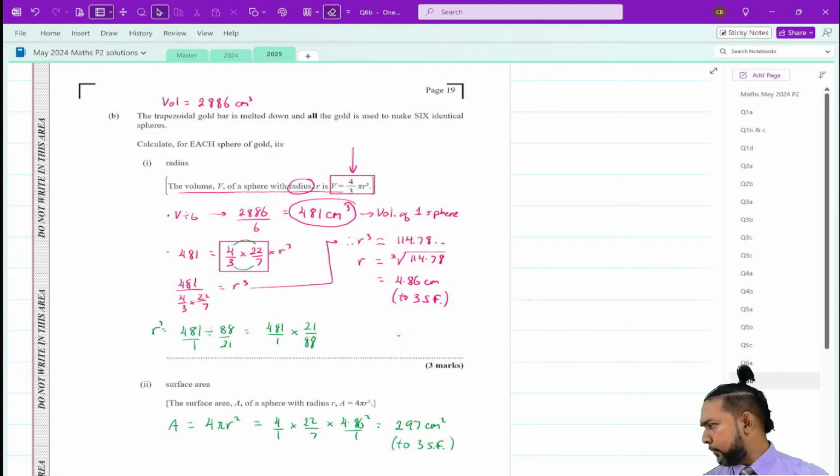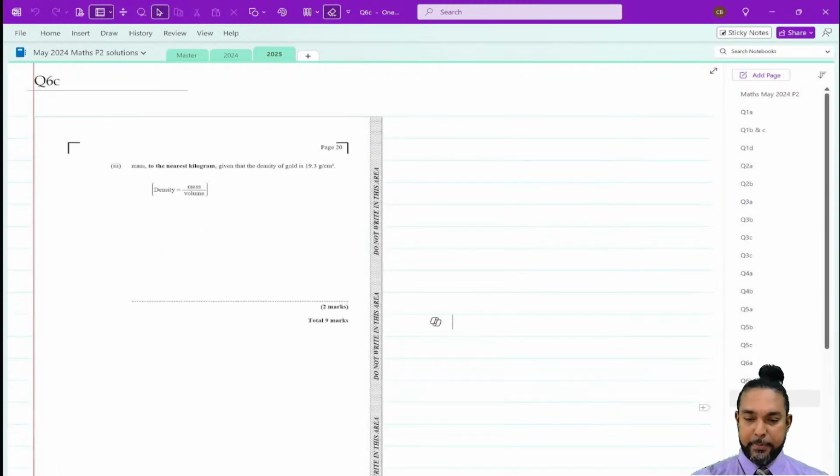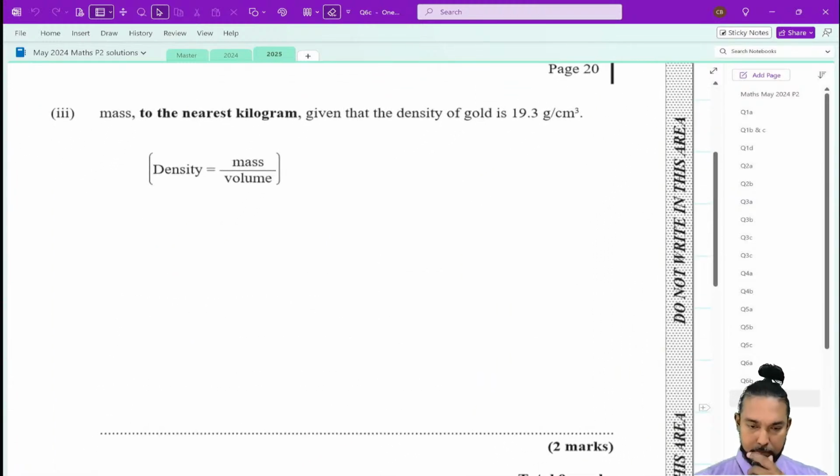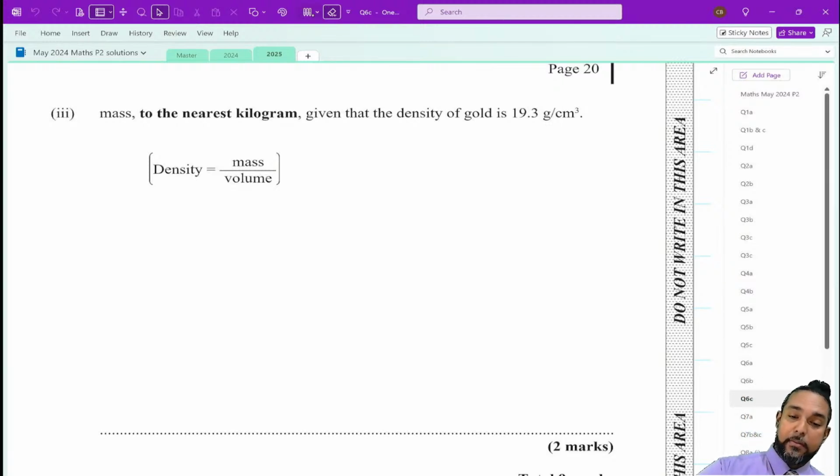All right, okay, cool. So ladies and gents, let's check out 6 part C. They want the mass to the nearest kilogram, given that the density of gold is 19.3 grams per cubic centimeter. So they want the what? They want the mass.